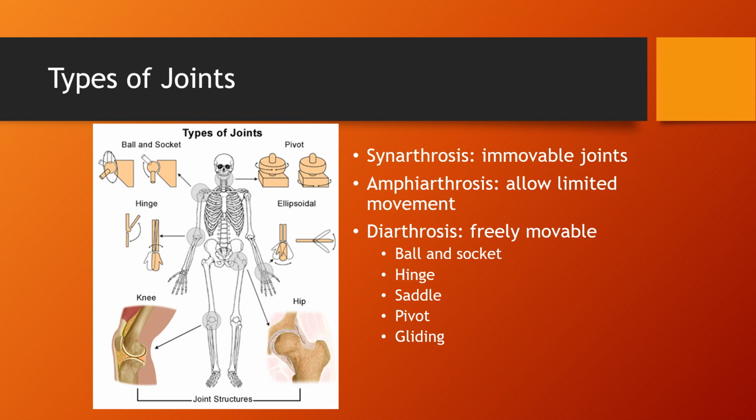So there's 3 different types of joints, categories of joints. There's synarthrosis joints. These are immovable joints. An example of that would be the skull suture joints in our skull. Then there's the amphiarthrosis joint. This does allow for limited movement. An example of that would be our vertebral joint in our spine. And then the diarthrosis joints. These are freely movable joints, and there's 5 different categories of these: the ball and socket, hinge, saddle, pivot, and gliding joints. And we'll talk about those in future slides.